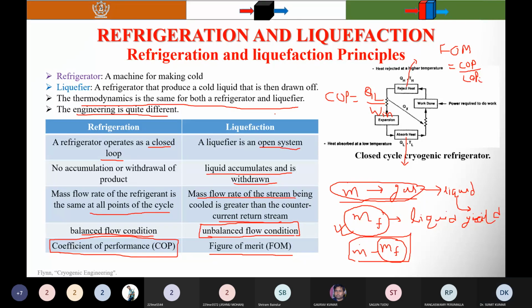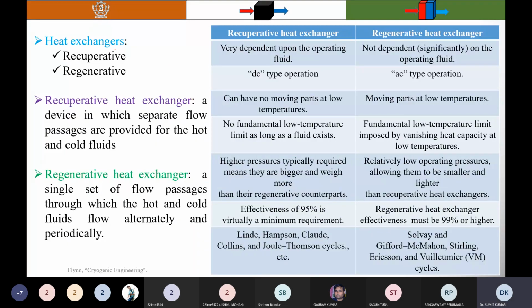So here, when you consider the different cycles, they are differentiated based on which type of heat exchangers we are going to use. Means the different refrigeration, or liquefaction, cycles are categorized based on the heat exchanger used. Here the heat exchangers we generally use are of two types. One is the recuperative heat exchanger, another is the regenerative heat exchanger.